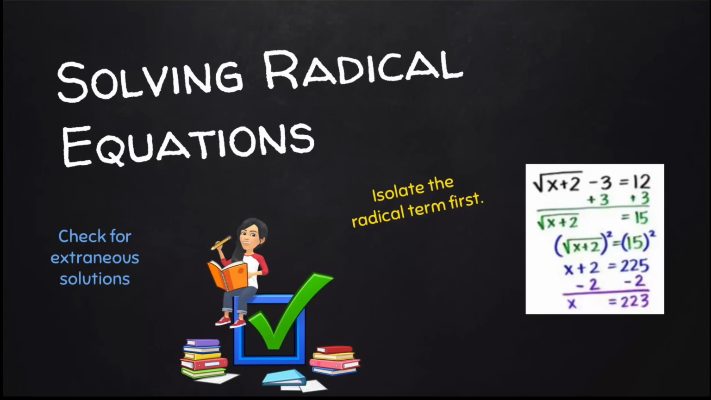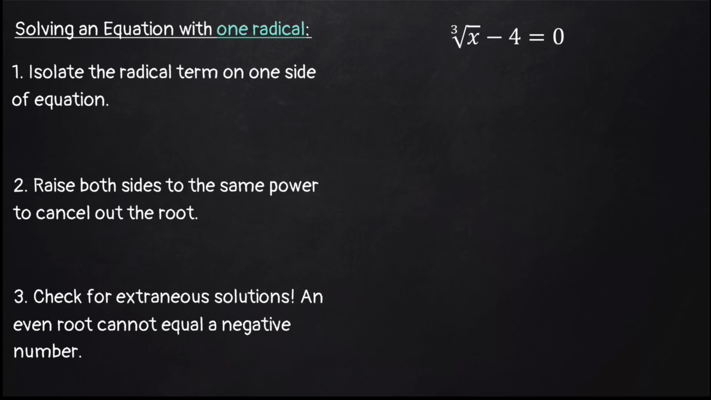Hi everyone, so today we are going to solve radical equations. When you have an equation that has one radical, the first thing you want to do is make sure you isolate the radical term on one side of your equation. So in this equation we're going to have to add 4. So you get the cube root of x is equal to 4.